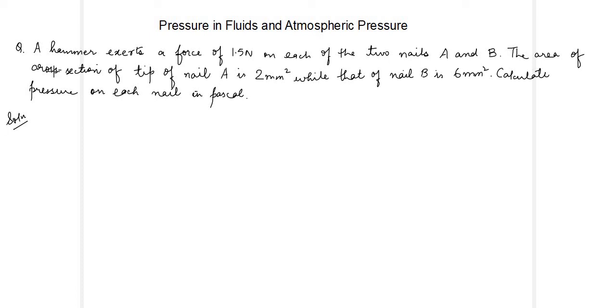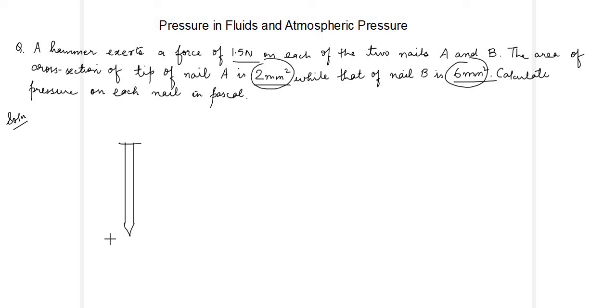So you see, there is a hammer that exerts a force of 1.5 Newton on each of two nails. So I have two nails. One is nail A, another is nail B. The area of cross section of the tip of nail A is 2 mm square, while the area of cross section of tip of nail B is 6 mm square. So the tip of the nail has a different area for each. So the area of the tip of nail A is much less than that of B.